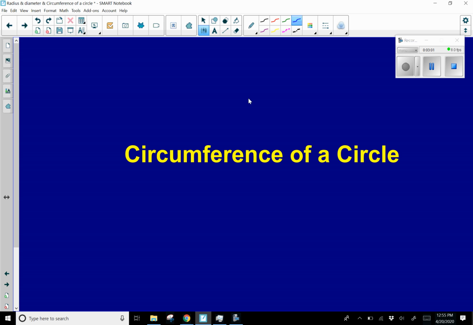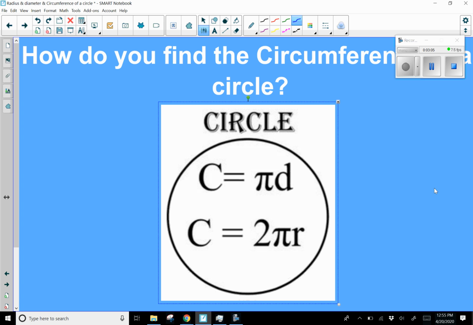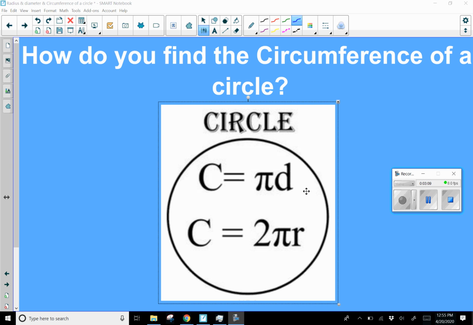Moving along to circumference of a circle. First, let's start with our circumference formulas. As you can see that we have two different circumference formulas. This one right here is the one that I tend to use the most, pi times diameter. You can also use the bottom one if you'd like, because you'll notice they're really the same formula, because 2 times your radius is your diameter.